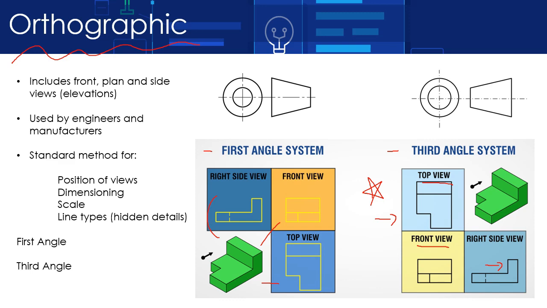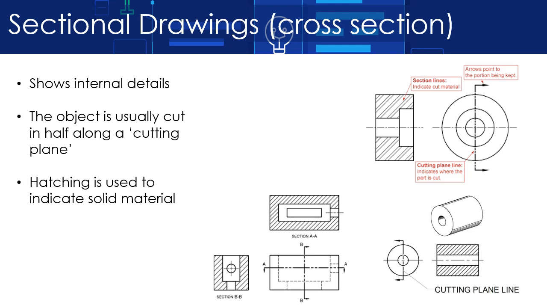So they are used by engineers and manufacturers. You wouldn't give an orthographic drawing to a client really, because it's not showing them the aesthetics or the style or the function of the product. It's showing the manufacturing details. So it's showing things like dimensions and hidden details and all the little things that are necessary to be able to manufacture the product.